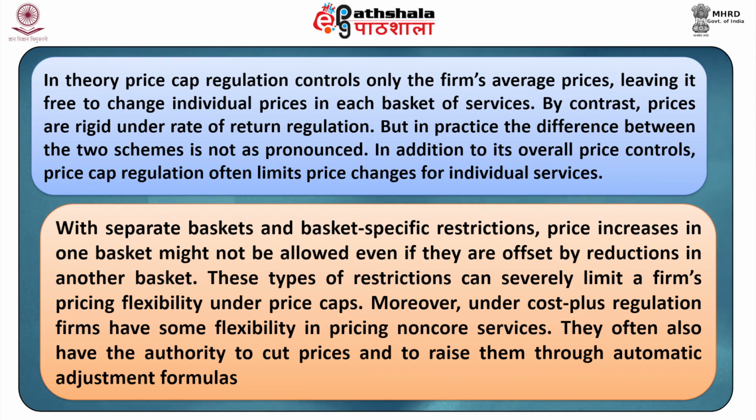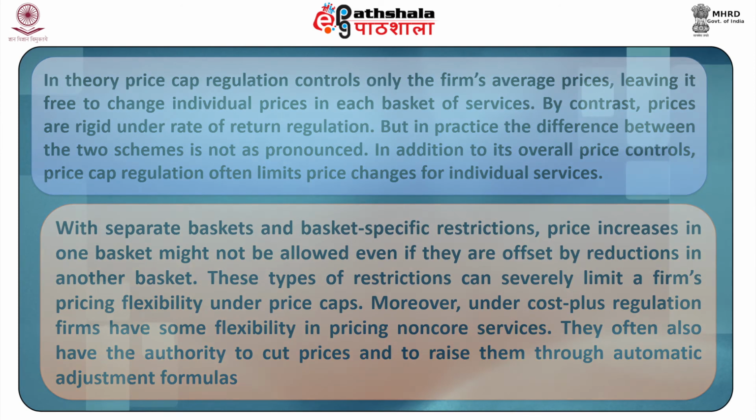With separate baskets and basket-specific restrictions, price increases in one basket might not be allowed even if they are offset by reductions in another basket. These types of restrictions can severely limit a firm's pricing flexibility under price caps. Moreover, under cost plus regulation, firms have some flexibility in pricing non-core services. They often also have the authority to cut prices and to raise them through automatic adjustment formulas.